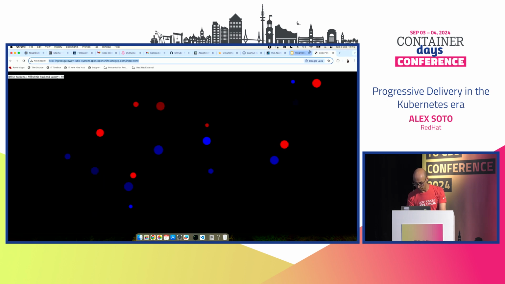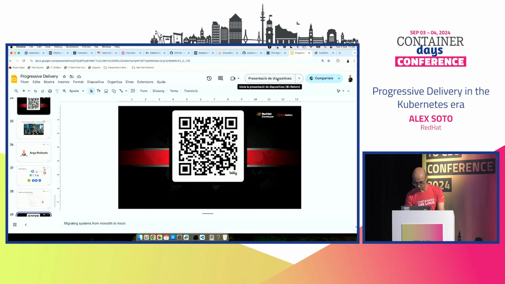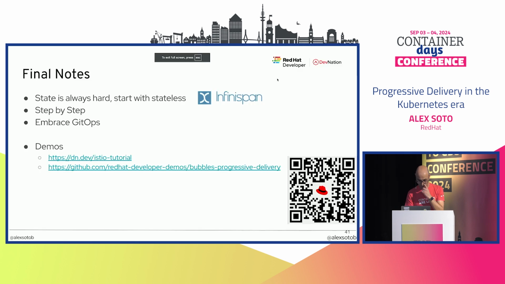And finally, the last thing I want to show you, which basically is that if you want to reproduce everything that I've shown you here, you can just go to this QR code or github.com/Red Hat Developers Demos Bubbles Progressive Delivery, and you'll have all these examples that I showed you so you can reproduce them in Minikube or in your Kubernetes cluster. So thank you very much.